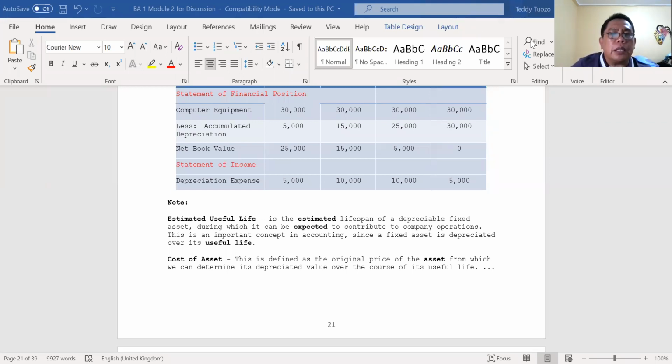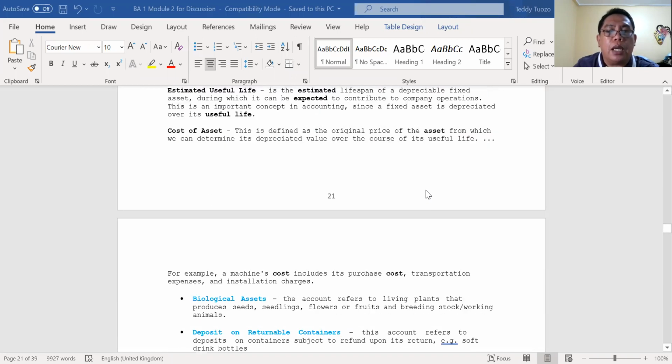Note that the estimated useful life is the estimated lifespan of a depreciable asset during which it can be expected to contribute to the company operations. This is an important concept in accounting since a fixed asset is depreciated over its useful life. Cost of asset is defined as the original price of the asset or the historical cost of the asset, which can determine its depreciated value over the course of its useful life.